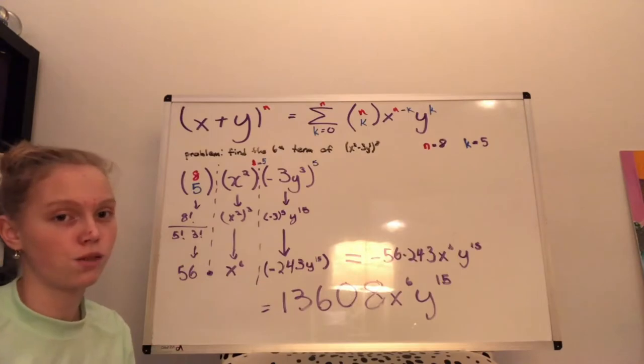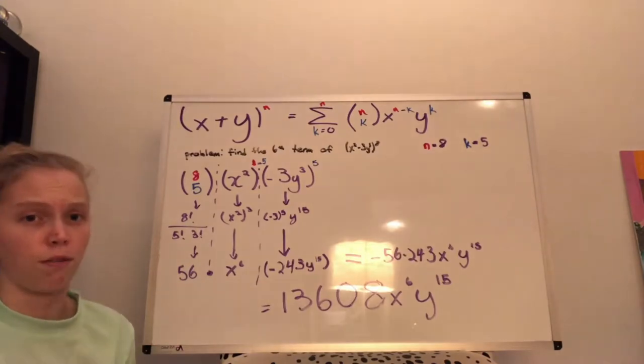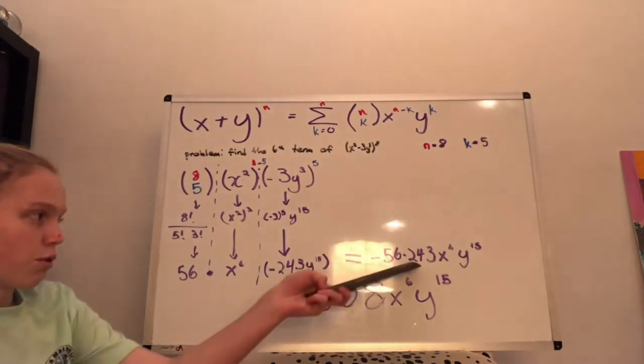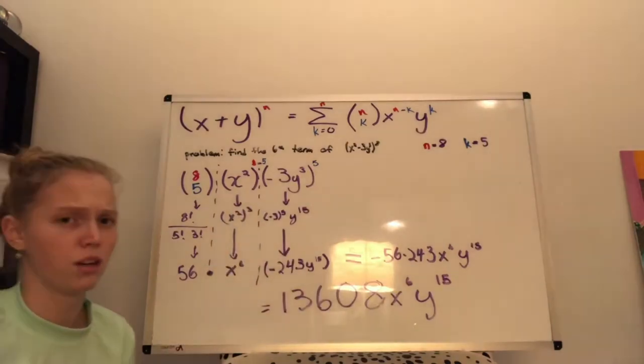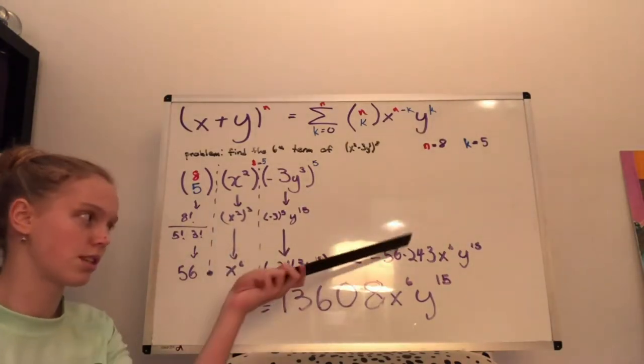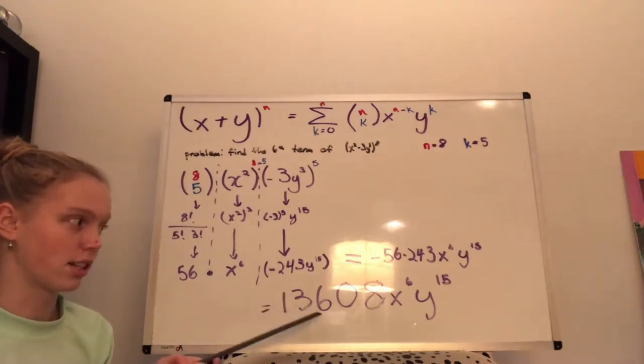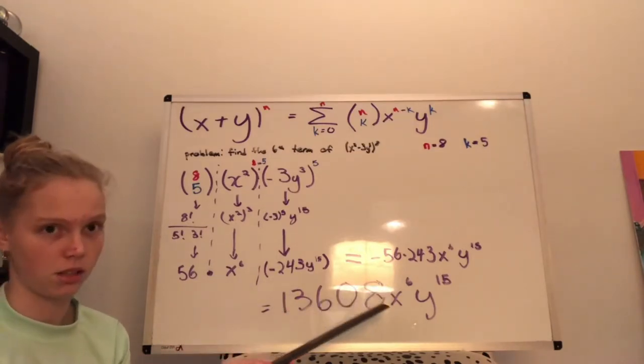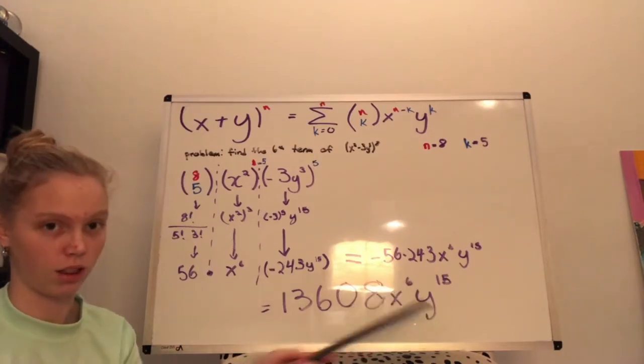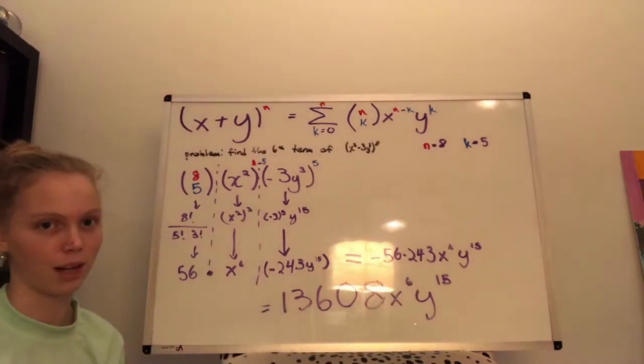If you want to leave it in this form on an exam, you're fine. Even if you want to leave the 243 as 3 to the 5th power, you're fine. But just to simplify, we get, actually this should be negative 13,608 x to the 6th y to the 15th. There should be a negative sign here, but yeah.